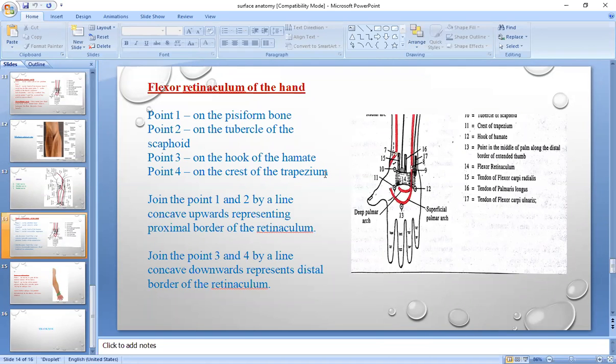If you draw a line between these third and fourth points, it represents the distal border of the flexor retinaculum. So the proximal border is concave upwards, whereas the distal border is concave downwards. This is not exactly a horizontal line, it is a curved line. So these are the proximal and distal borders of the flexor retinaculum.